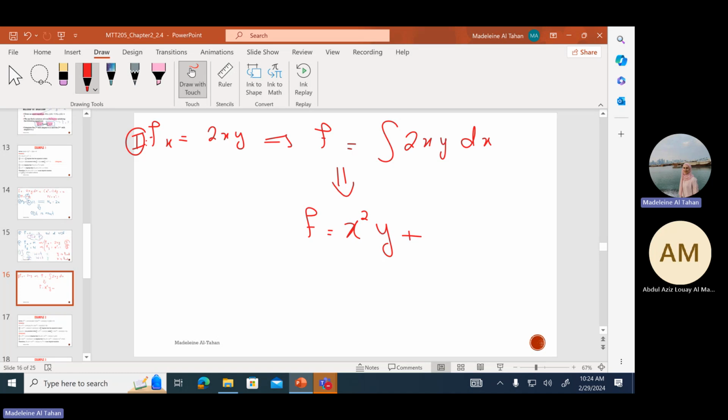Perfect. But you told me y is constant, so everything in y is a constant, right? So this constant that I will have is a constant in what? In y, a function in y. Does it make sense? No, okay.